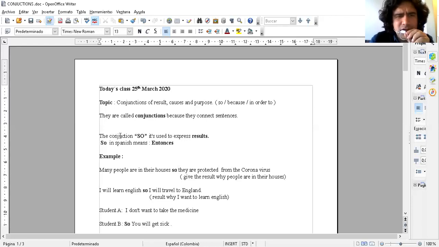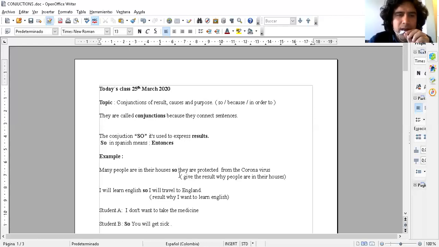So the conjunction so is used to express results. In Spanish it means entonces. That will be the meaning. Ese sería el significado en español. Entonces, de nuestra primera conjunción que sería so. Example, with example is much better. You can understand much better.